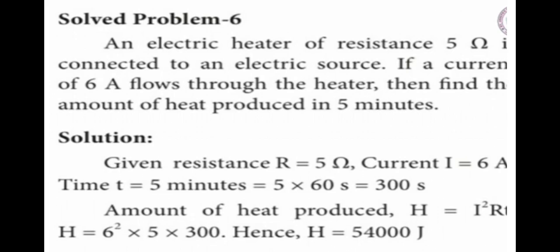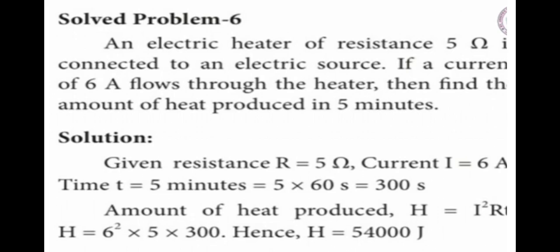We already know Joule's law of heating, that is the formula to find the amount of heat produced in the heater. So H is equal to I squared R T. This is the Joule's law of heating. Okay, what is the I? I is the current, 6.